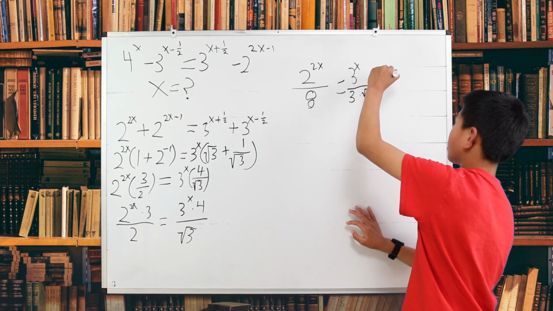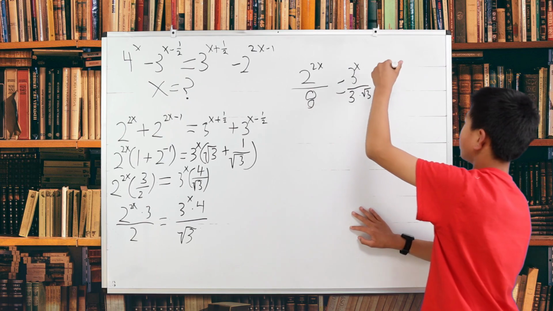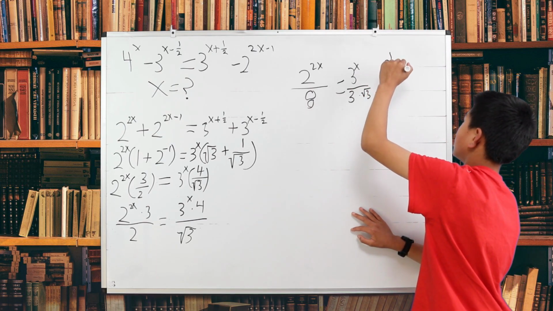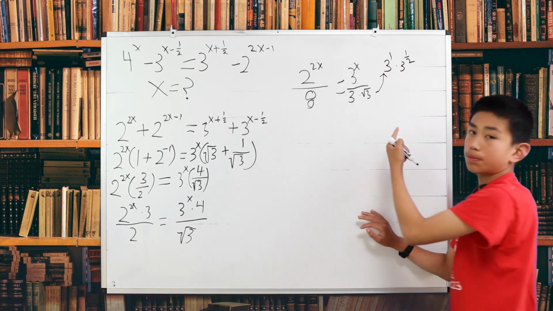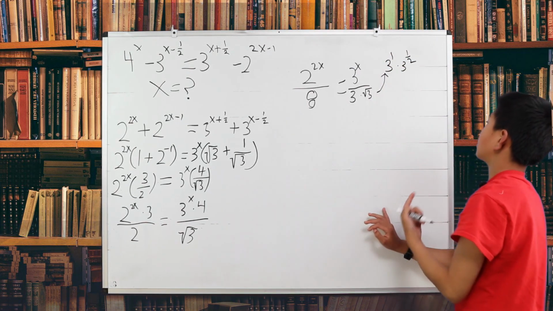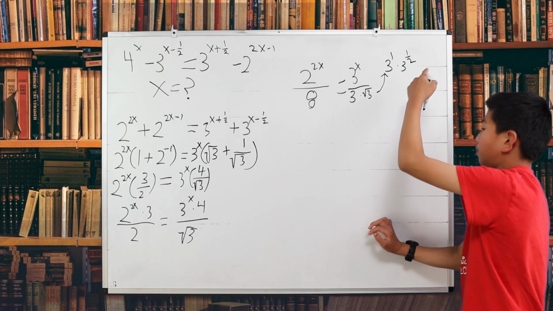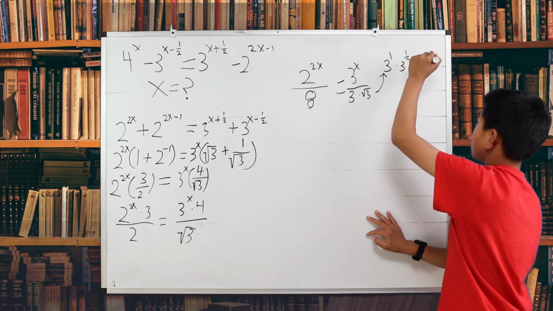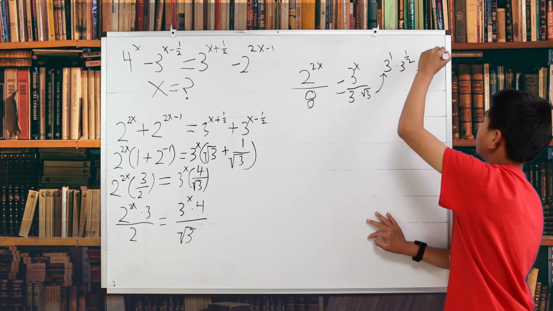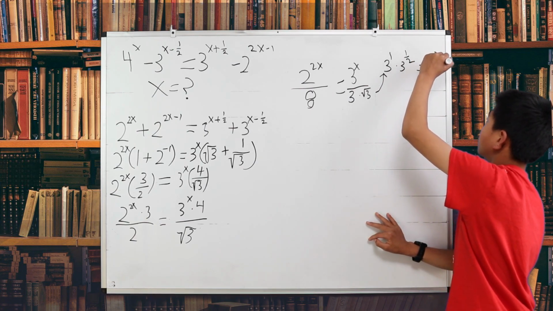Let's take it out of here. So this is really 3 to the power of 1 times 3 to the power of 1/2. And this makes it a lot easier. And due to basic algebraic formulas, we get that this is equal to 3 to the power of 3 over 2.